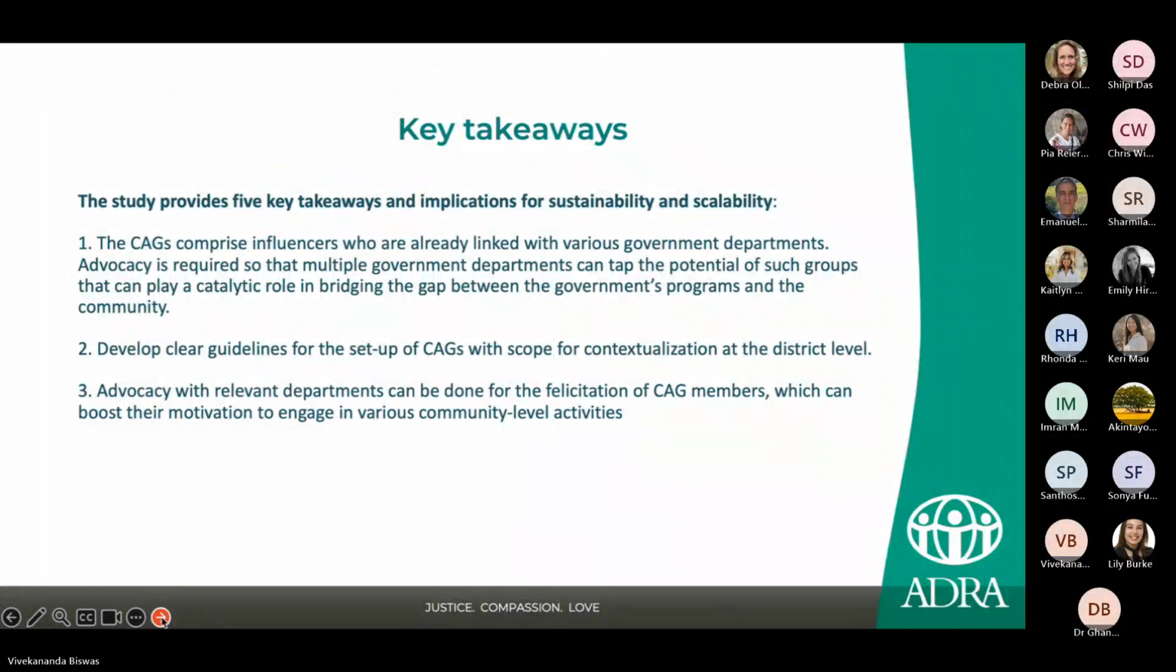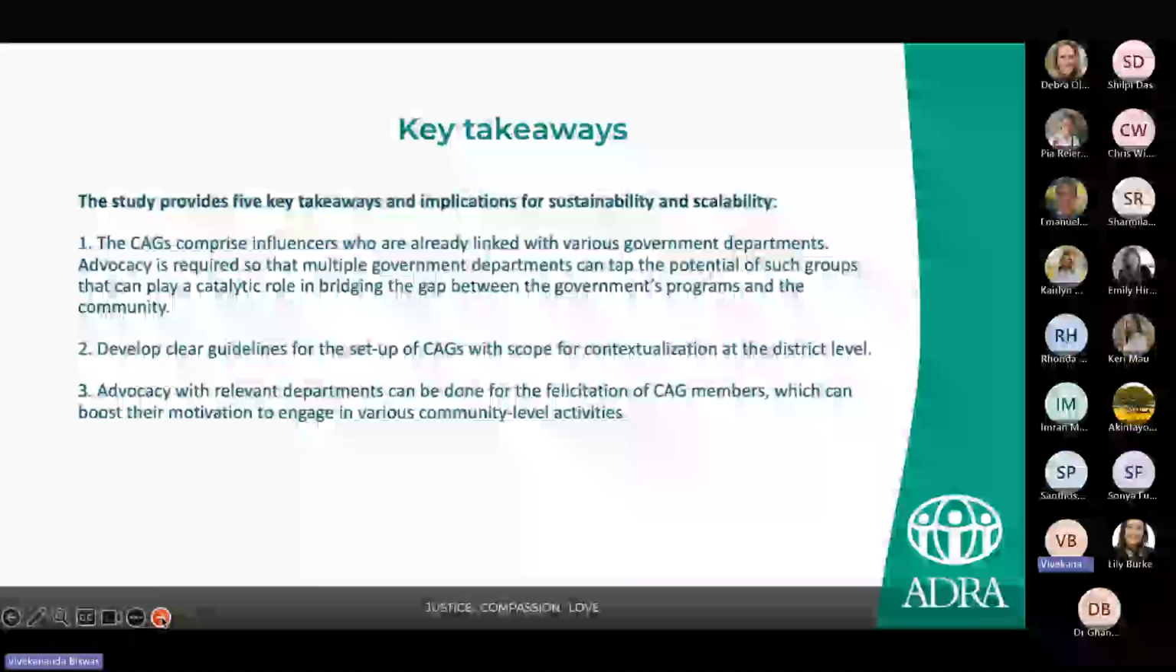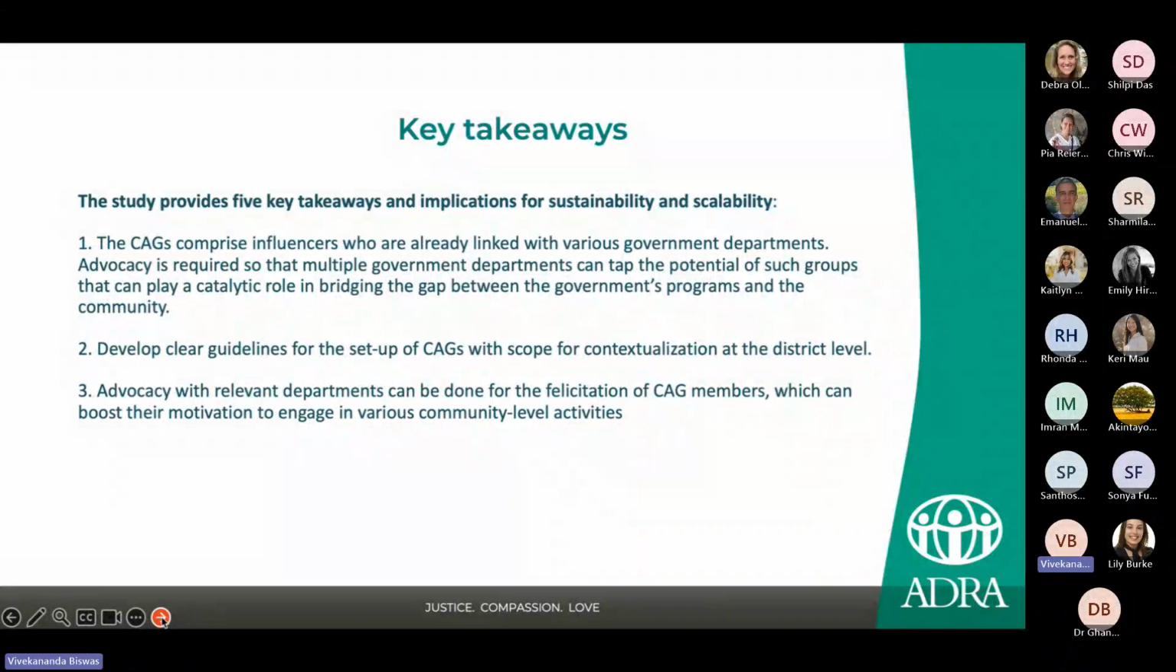The second one is to develop clear guidelines for the setup of CAG with the scope for contextualization at the district level. And the last one, again, our study says that advocacy with the relevant departments can be done for the felicitation of the CAG members. So repeatedly I said during my presentation that this felicitation and recognition is one of the key components, which can boost their motivation to engage in various community level activities.